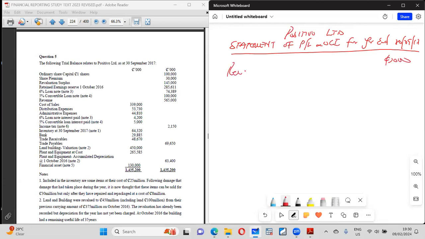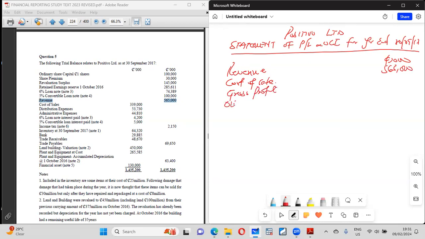I will start with revenue, cost of sales. So this is a typical exam question. Those things that will require adjustment, they put the notes there. Like revenue, there is no adjustment on it, so you put it there straight away. Cost of sales, the opening, there is always an adjustment. Then gross profit.